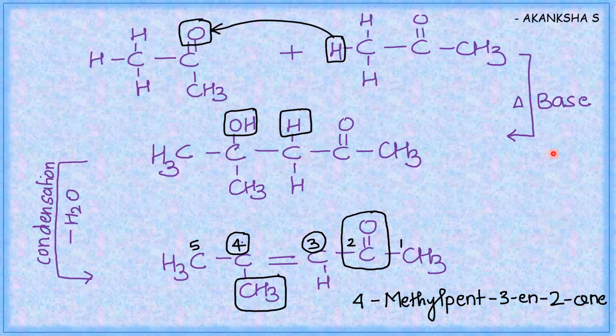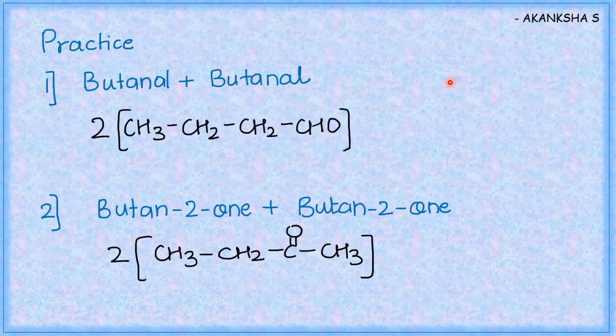So what is the basic step? No matter which aldehydes or which ketones are being given, no matter how big the structure is, your logic is going to be the same. Expose the oxygen and attract the hydrogen to form hydroxy. Eliminate water, form the double bond. So if you have understood these two examples thoroughly, I want you to practice the other two examples mentioned over here. Try it out, and I hope that will make your aldol logic and aldol reactions pretty clear.